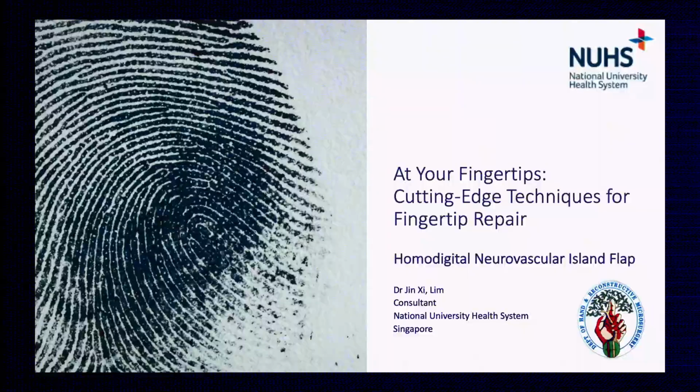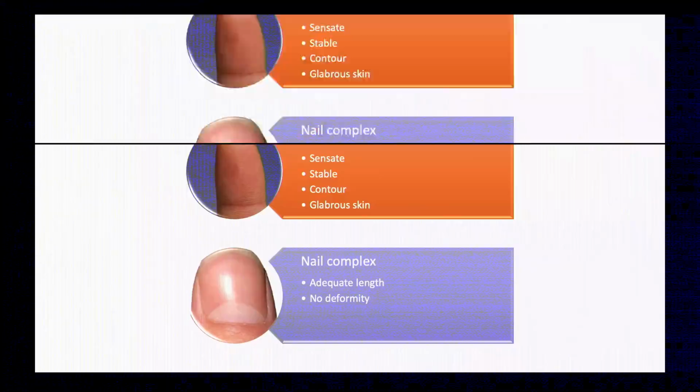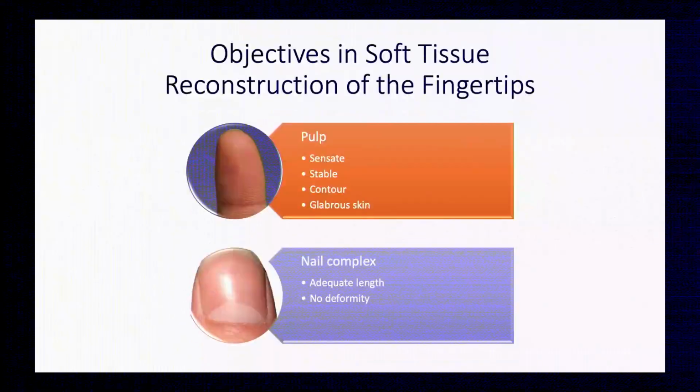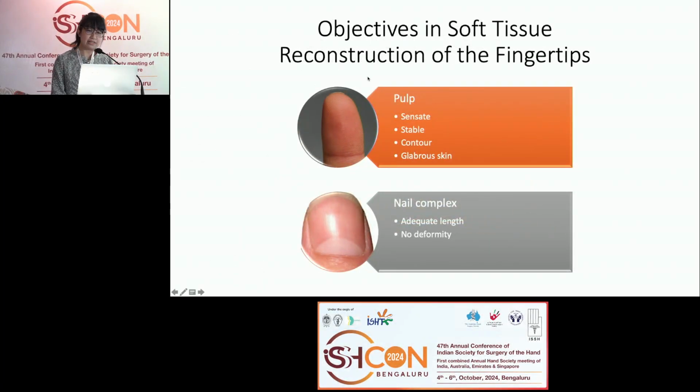Hi, good afternoon, everyone. I'm very honored to be here today to give you this talk on homodigital neurovascular island flap. Skin and soft tissue defects after fingertip injuries and infections are common problems. A stable, mobile, and sensate fingertip is important for the overall function of the hand.